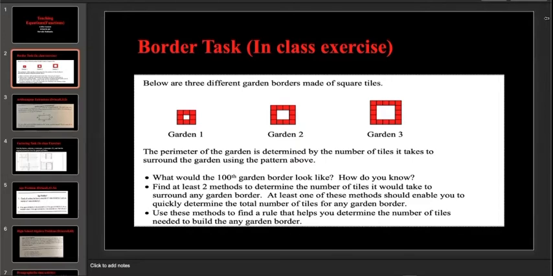So basically we came up with a formula, right? Abstracting from computation gives us that we have 4x plus 4, with x being what? The garden number, right? And then from there, you can come out with, this is a formula, and then from plugging the 100th garden number into that formula, we can come up with the fact that the border has 404 square tiles.